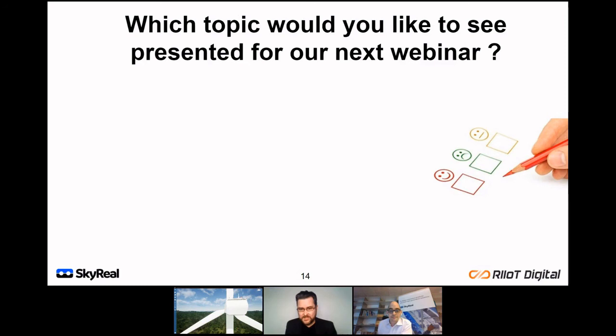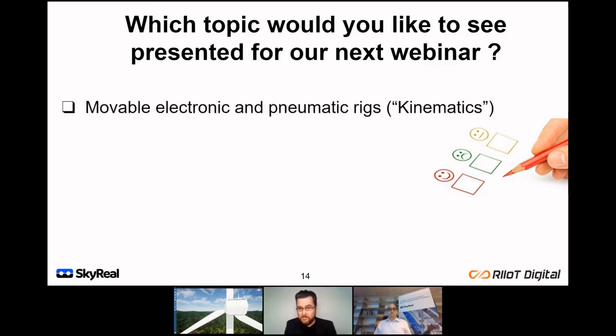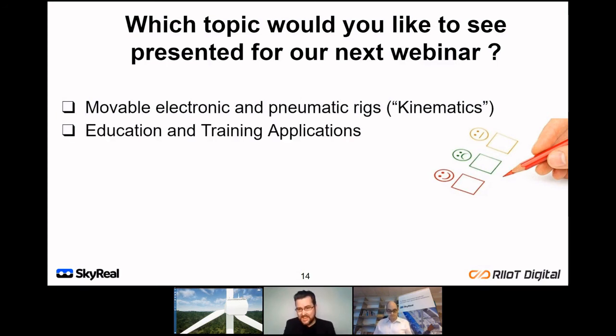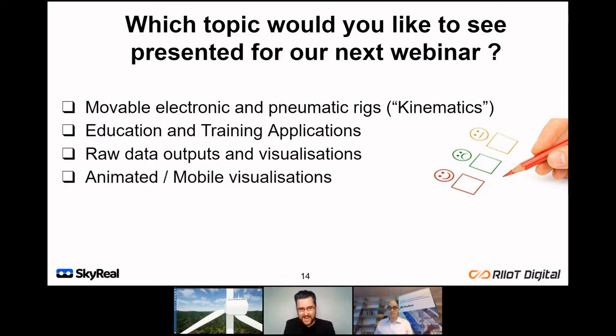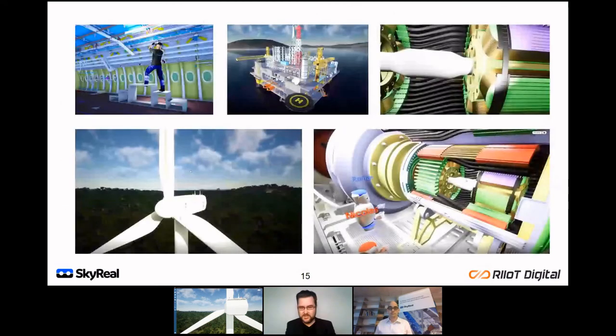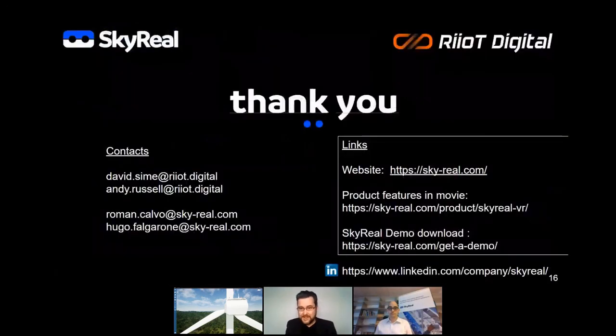Now, remember that the SkyReal system can also offer things like, and I'll bring them up on the screen, movable electronic and pneumatic rigs, which we call kinematics, education and training applications, raw data outputs and visualizations, animated mobile visualizations so you can actually see things moving and how they would move in the real world, and physics modeling capabilities, which can be really useful when it comes to structural integrity and so forth.